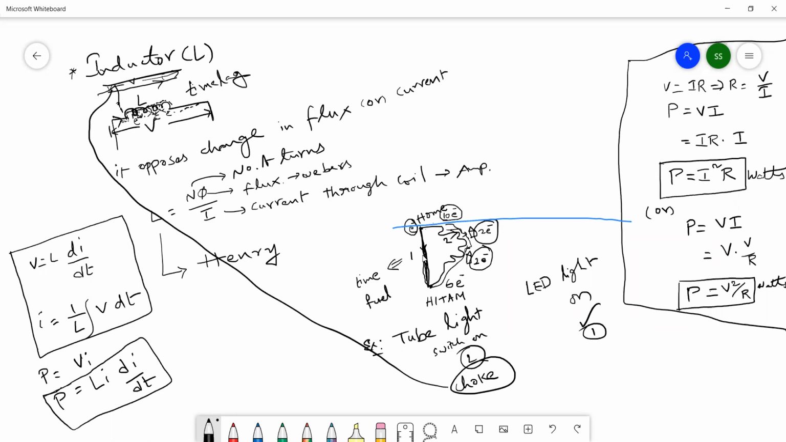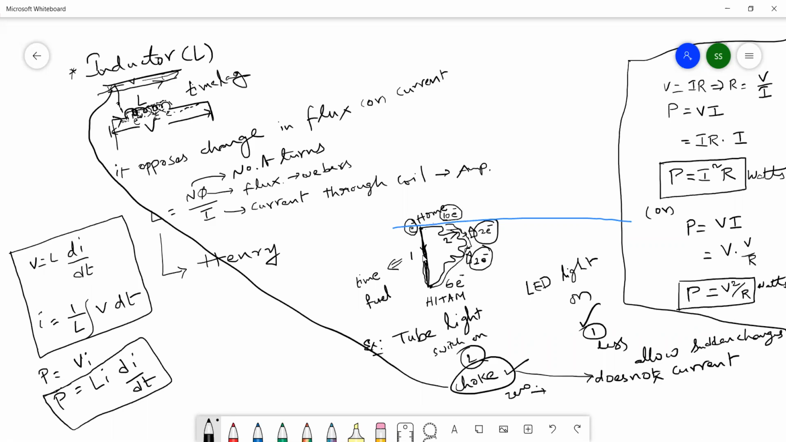So if you observe any fluctuations or any voltage dip in your home, the first appliance that will be affected is your tube light, which will be turned off, and your LED lamps will glow at a lesser intensity, right? Here less intensity, there almost zero, because the tube light contains the choke, that is an inductor, which does not allow sudden changes of current.